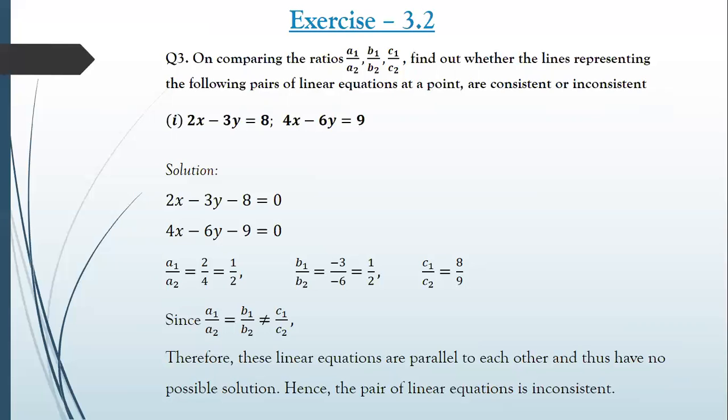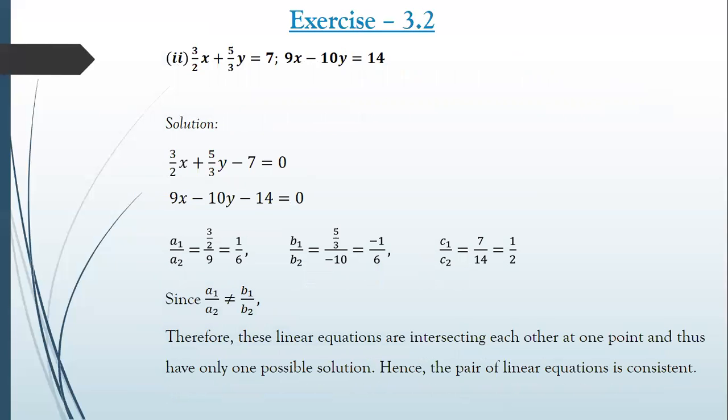So A1 by A2 equal to B1 by B2, but it is not equal to C1 by C2. That means these two lines are parallel. Parallel means they are not going to have any solution. No solution, inconsistent. So the pair of linear equations are inconsistent.